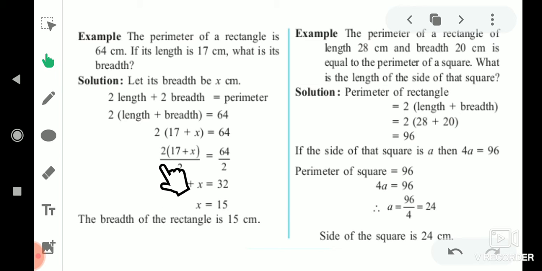By solving 2 into (17 plus x), if we divide both the sides by 2, then this 2 will cancel out. Then above we will get 17 plus x equal to 32. The 17 will go on this side, 32 minus 17, that will give 15. So the breadth of the rectangle is 15 centimeter.